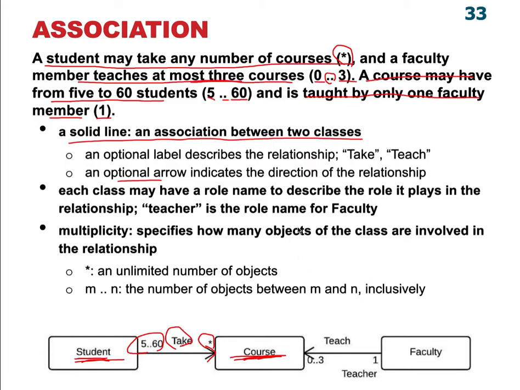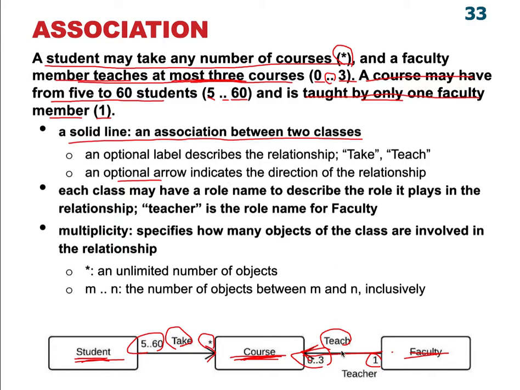Next description: a course is taught by only one faculty. So the faculty teaches, the activity is teach, and the direction is from faculty to course. A faculty can teach at most three courses, 0 dot dot 3. So a faculty can teach 0 dot dot 3 courses, but only one faculty is assigned to a course. So that's a UML diagram for association, the general relationship.